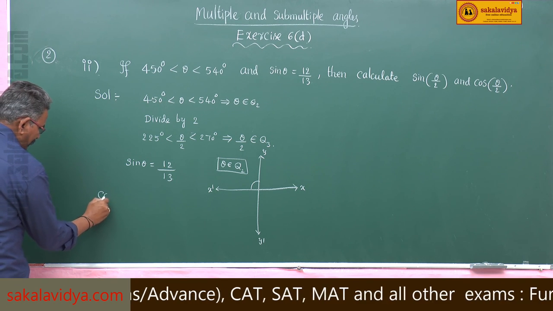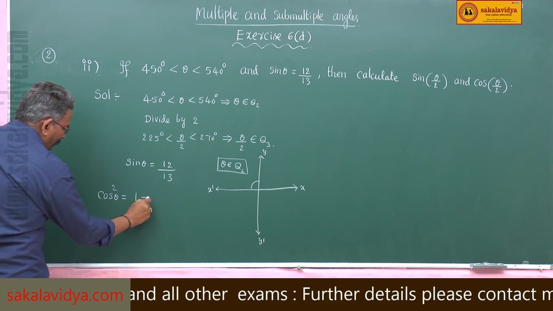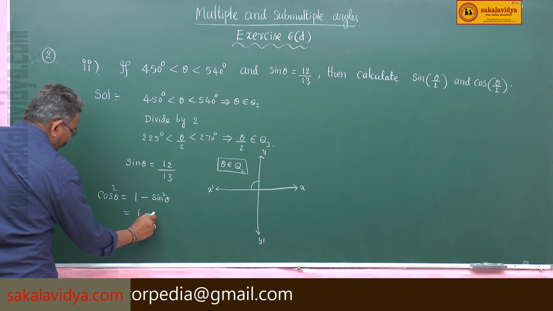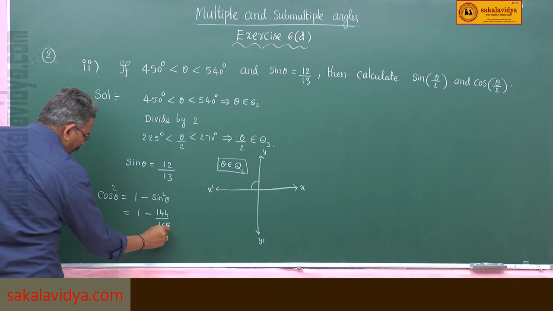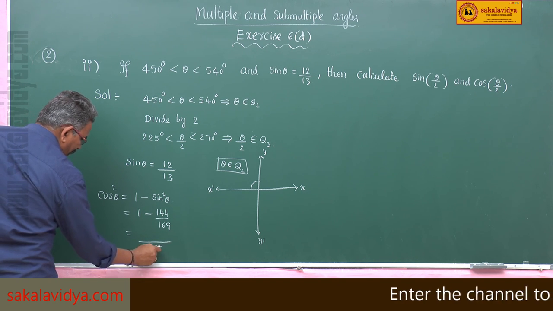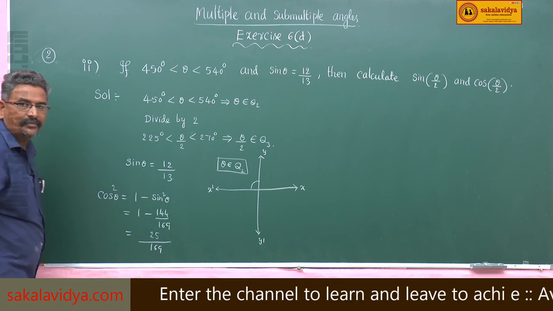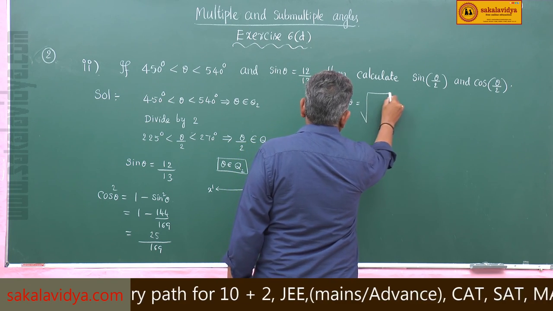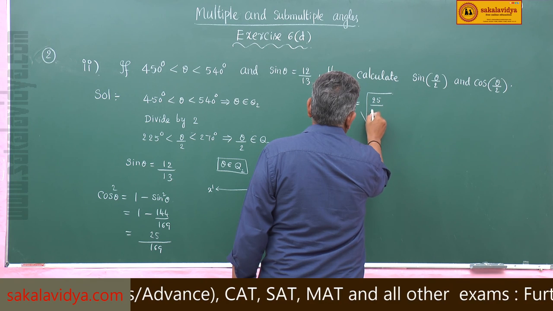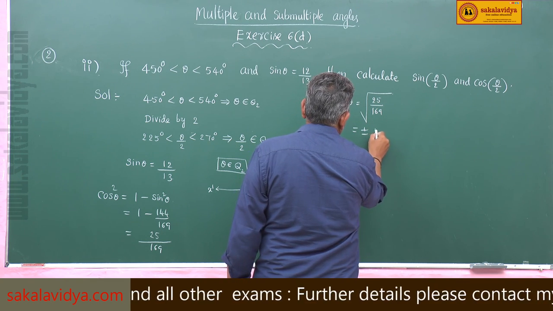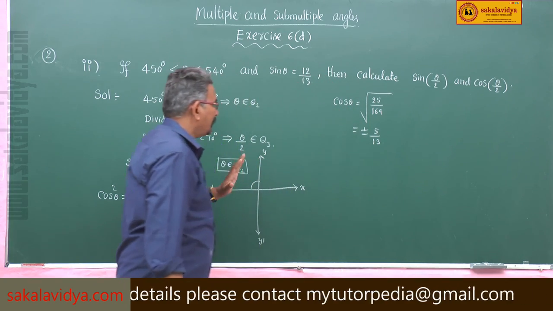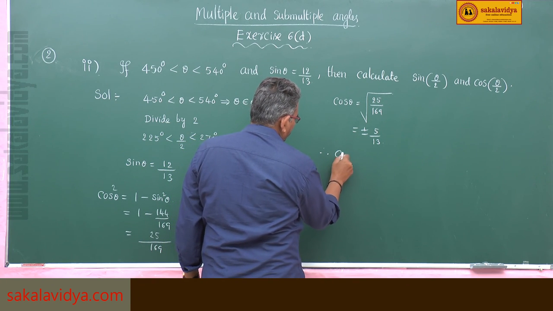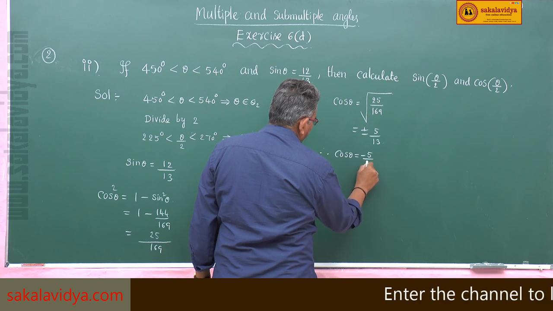So first let us find out cos theta. Cos square theta is equal to 1 minus sin square theta. So now this is 1 minus 144 by 169. 169 is the LCM, so we get 25 by 169. Cos theta is equal to root of 25 by 169, which is plus or minus 5 by 13. Now here theta lies in the second quadrant, so cos theta must be negative. Therefore cos theta is equal to minus 5 by 13.